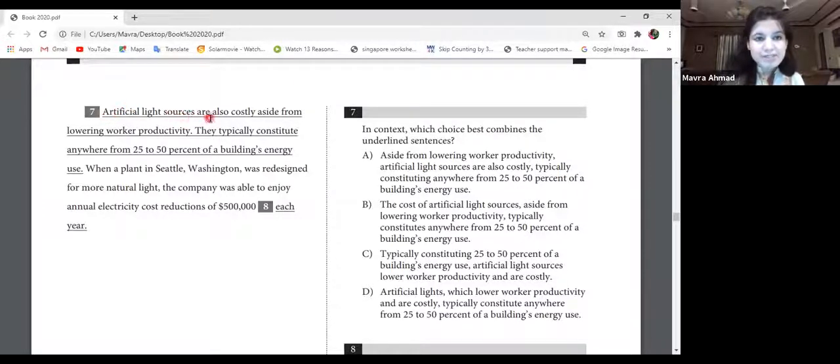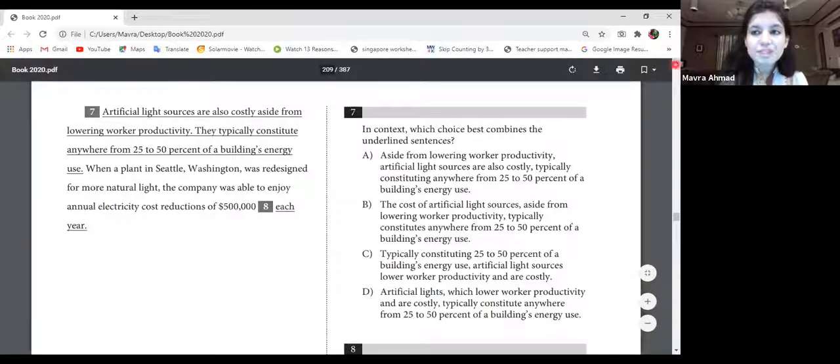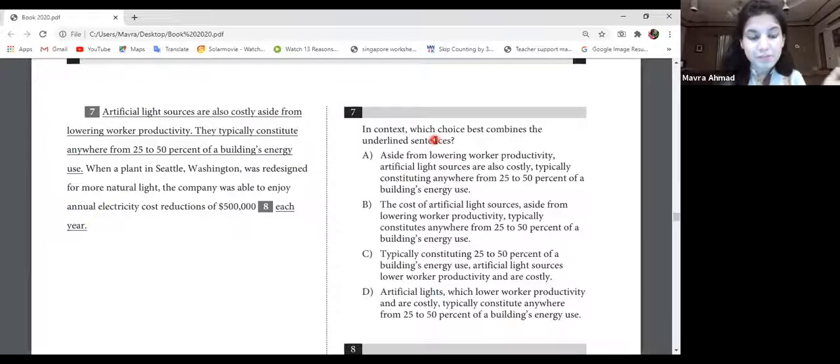Artificial light sources are also costly aside from lowering worker productivity. They typically constitute anywhere from 25 to 50% of a building's energy use. इन दोनों सेंटेंसेस में जो सबसे ज़्यादा इम्पॉर्टेंट चीज़ डिस्कस हुई है वो ये हुई है कि आर्टिफिशियल लाइट सोर्सेज दे आर कॉस्टली, राइट, एंड दे डिक्रीज वर्कर प्रोडक्टिविटी. और यही बात जो है वो पिछले पैराग्राफ में भी एक्सप्लेन की गई थी वर्कर प्रोडक्टिविटी की, राइट.